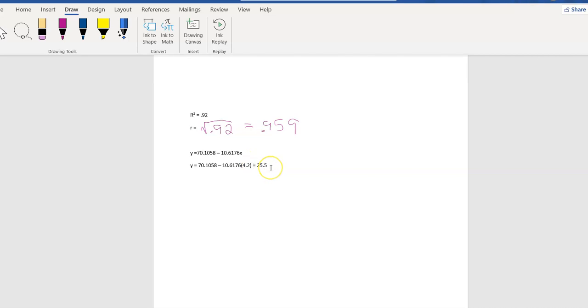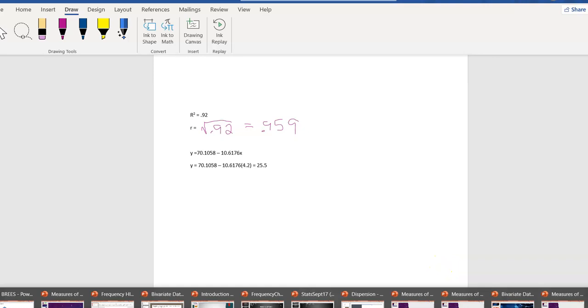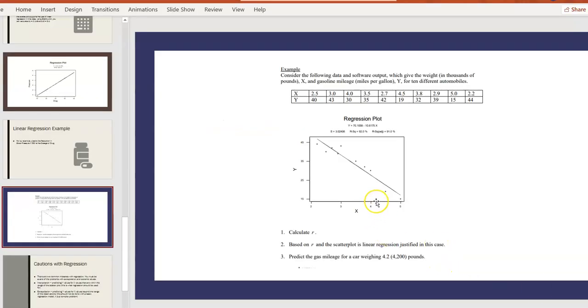Now, let's check our graph and make sure that that sort of coincides, just to make sure that we haven't made a silly mistake. So we put 4.2 in, we got 25.5. If we go back to our picture, 4.2 would be right in here somewhere. 25.5, that looks reasonable. That looks very close to right around 25.5. It matches our regression plot there.